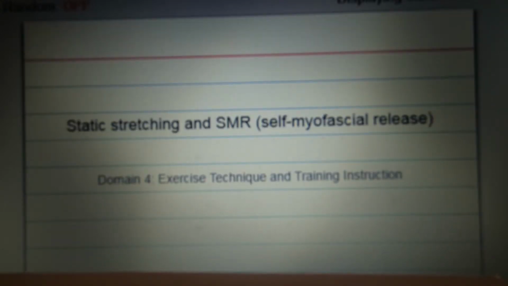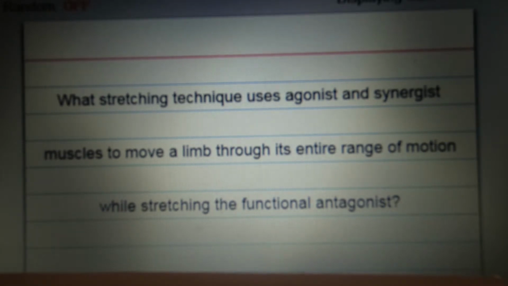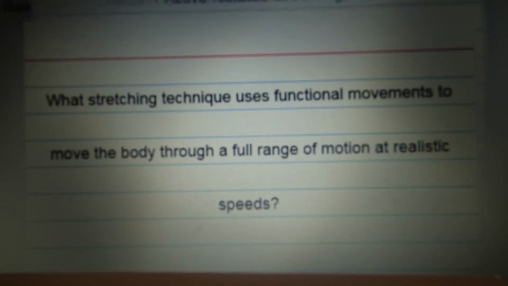Static stretching, SMR, myofascial release, foam rolling. What stretching technique uses antagonist and synergistic muscles to move a limb through its entire range of motion while stretching the functional antagonist? Active isolated stretching.